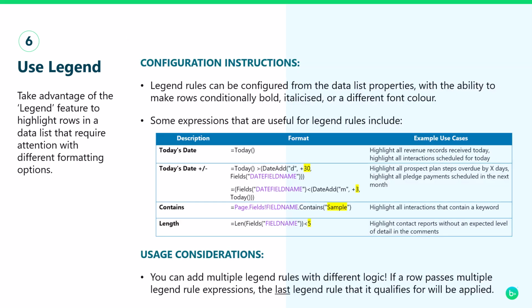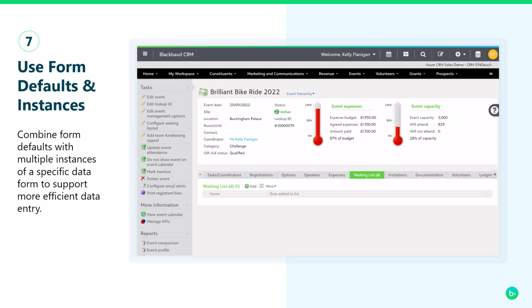So here's a couple of useful expressions that could help in defining legend rules that might be relevant. One's taking advantage of date, contains, or length. One thing to be aware of is that you can have multiple legend rules on a single data list, but if you do have multiple rules that a given row could meet, it will be the last rule that gets applied to that particular row. Effectively, it works through each legend rule in turn, applying the logic of that rule, so the last one will take precedence.